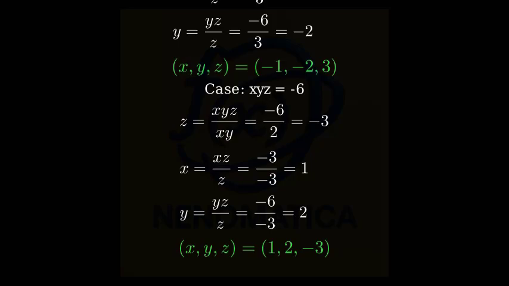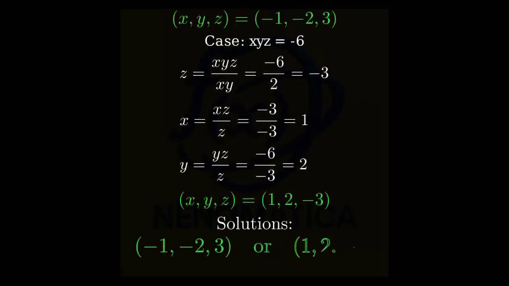Next, repeat with xyz equal to -6. Then z equals -3, x equals 1, and y equals 2. Final answer. The system has two solutions, (-1, -2, 3) and (1, 2, -3).